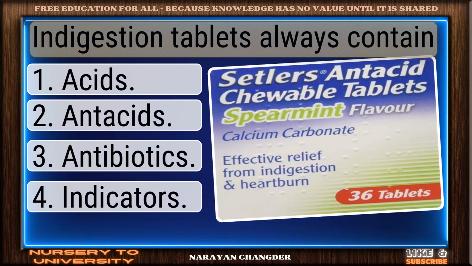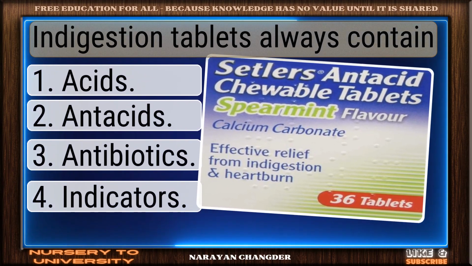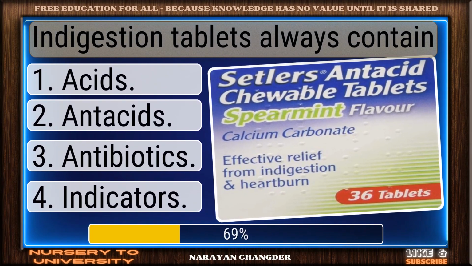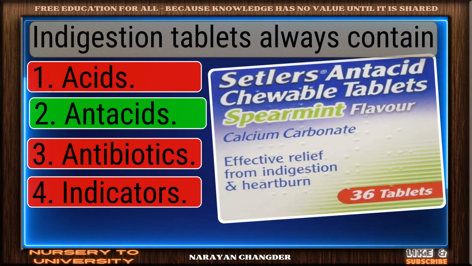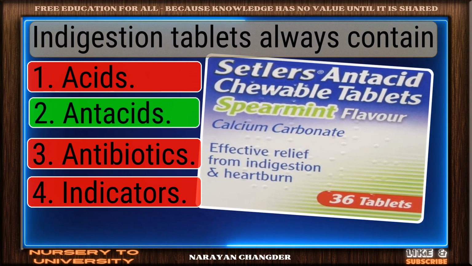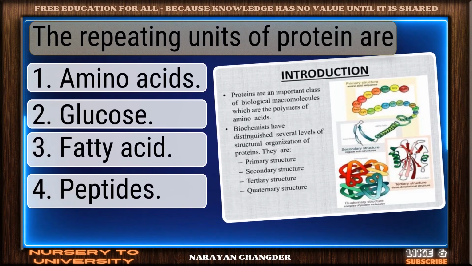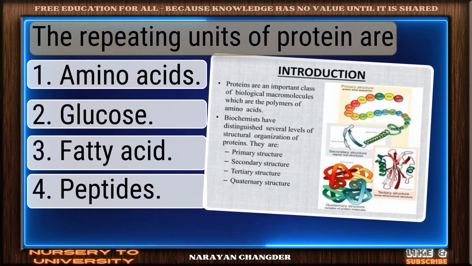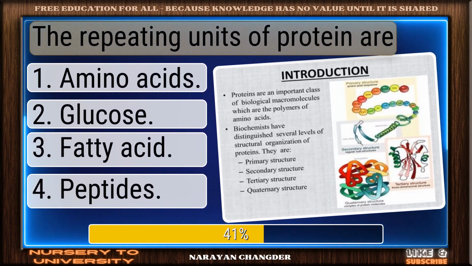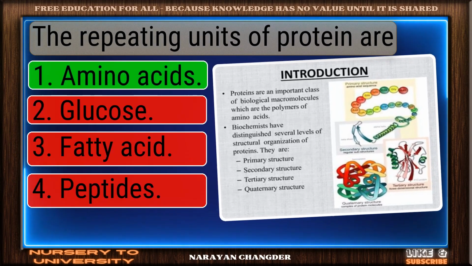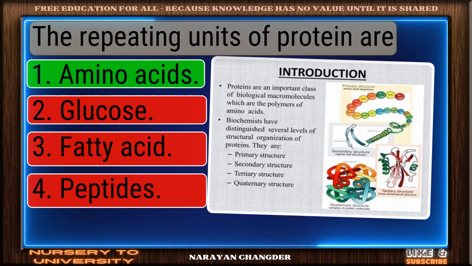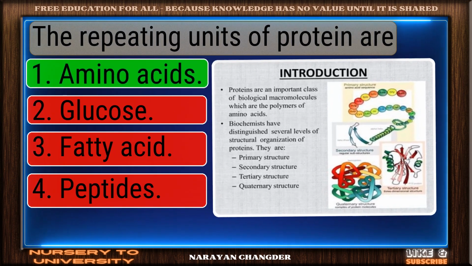Question number 76. Indigestion tablets always contain. You got it. Your choice, antacids, is right. Question number 77. The repeating units of protein are. Smart move. Amino acids is an accurate answer.